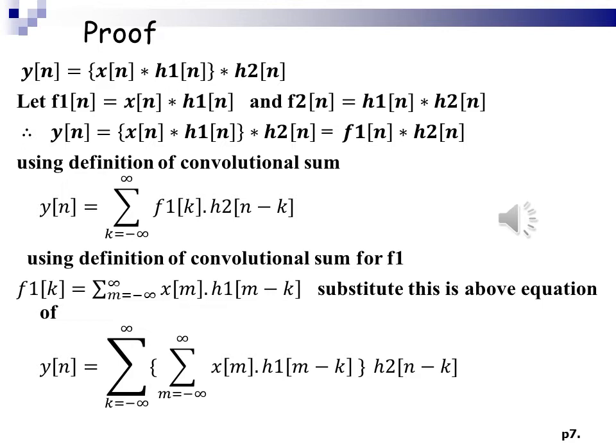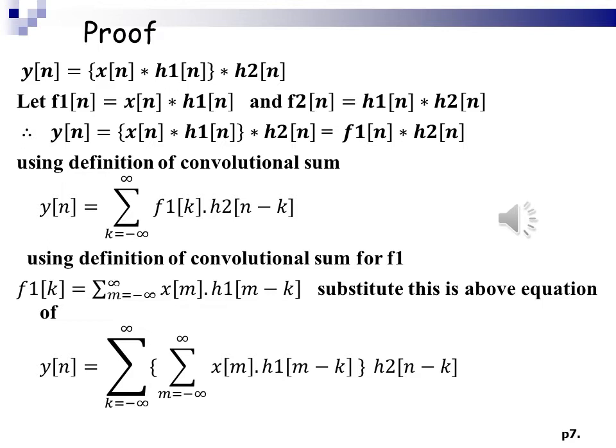I will replace that by a different name. I am going to call it f1n. So let f1n be equal to x of n convolved with h1n. Similarly, for the second block diagram in the previous slide, the impulse response is h1n convolved with h2n. That impulse response, h1n convolved with h2n, we will give another name, f2n. So we have defined two functions, f1 and f2.